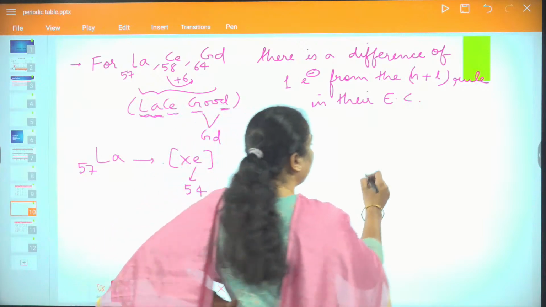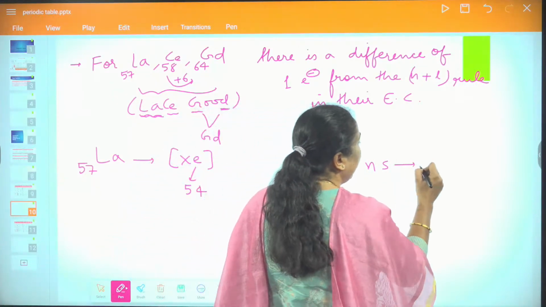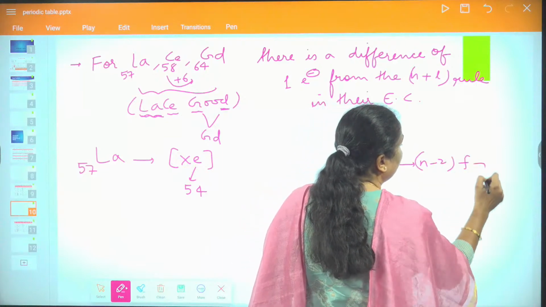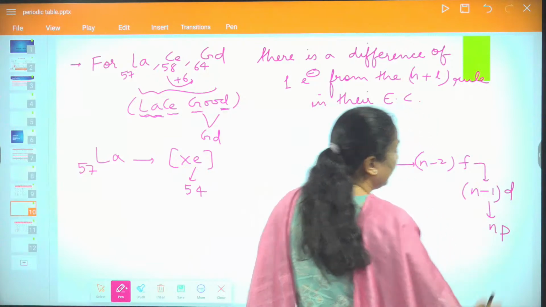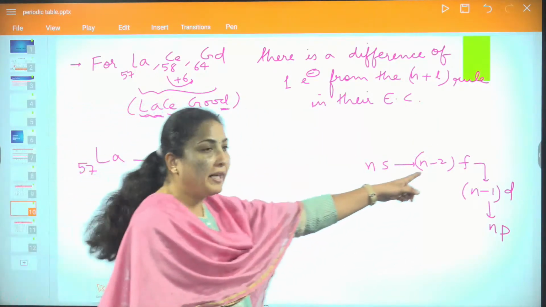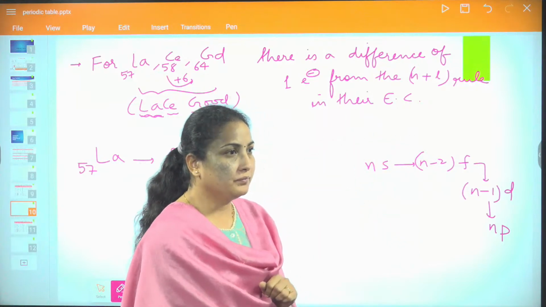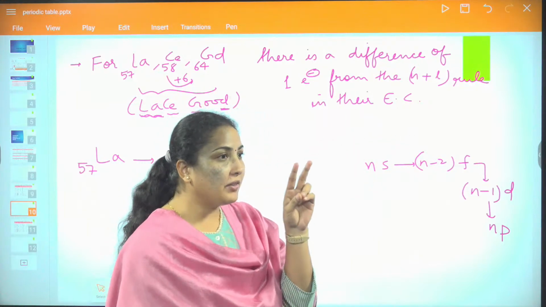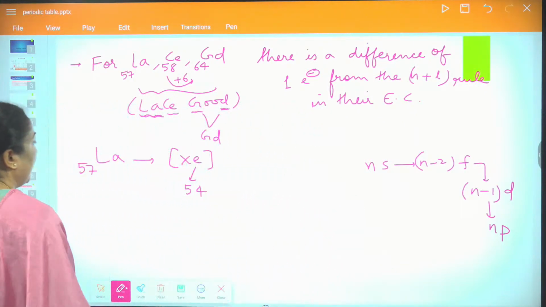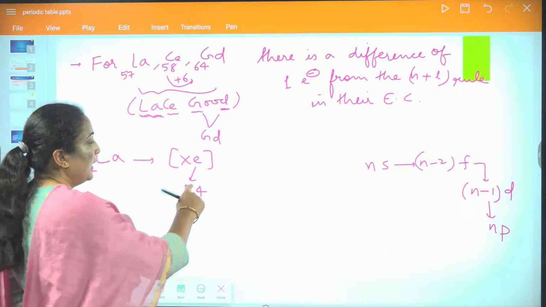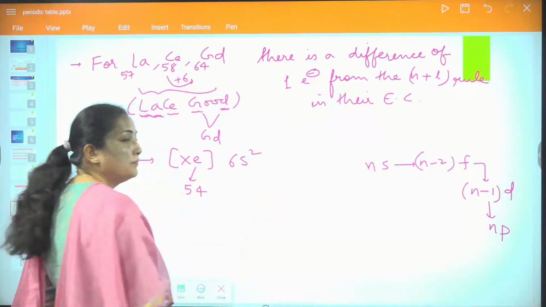I hope you know that first we fill Ns, after that it is N minus 2 F, and after that N minus 1 D, and after that we write NP, right? But you don't have to blindly use it. You must know where that particular F comes from. Only in the 6th period and 7th period do you have 4F and 5F. Getting it? Now, xenon is 54, 5th period over, 6th it is, so 6s2, right?